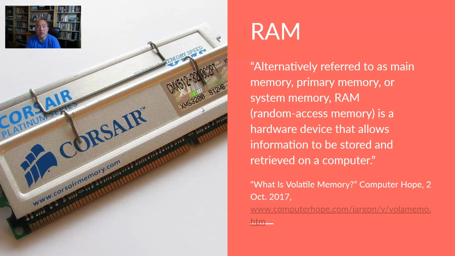What is RAM? RAM is random access memory, and this is volatile memory. RAM is storing data, but once that computer is turned off, once it is powered down, then you lose everything that is stored temporarily in RAM.